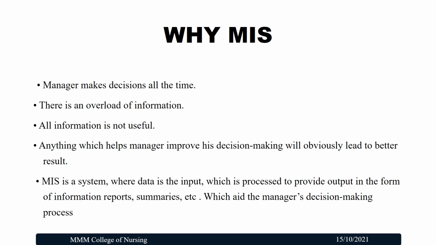Why MIS? Managers make decisions all the time. There is an overload of information. All information is not useful. Anything which helps the manager improve his decision making will obviously lead to better results. MIS is a system where data is the input, which is processed to provide output in the form of information, reports, summaries, etc., which aid the manager's decision-making process.